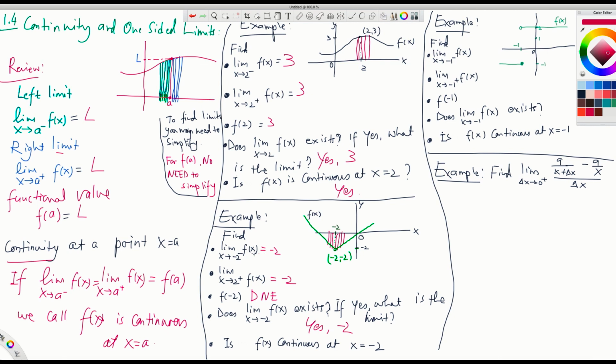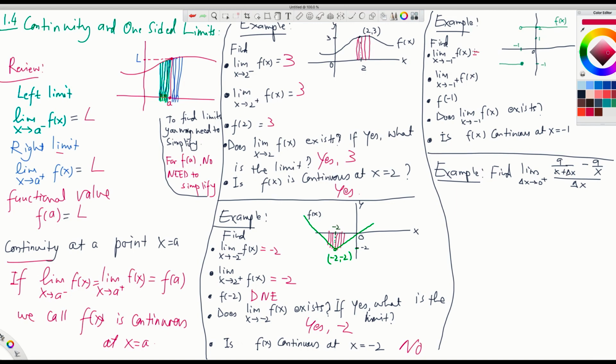Why? Because the left limit, the right limit, and the functional value are not equal. So the answer is no. Okay, let us look at this example. The graph is like this. From -1 and left, the height is -1, right? It is below. At -1 the height is -1, but right of -1 the height is +2, right?